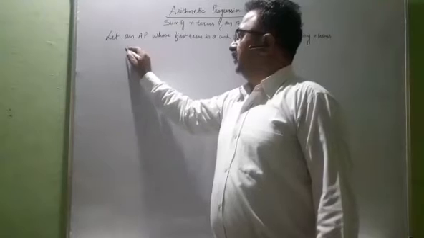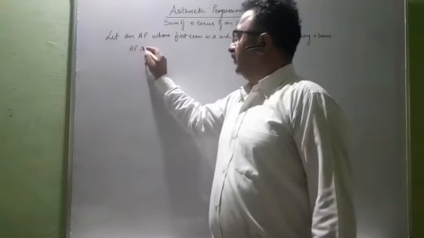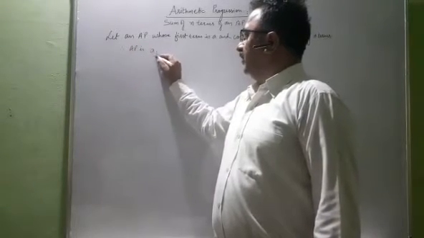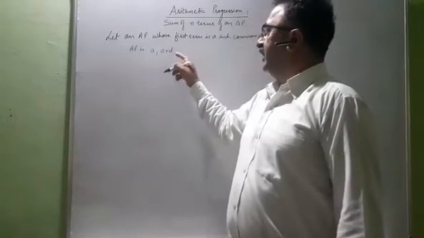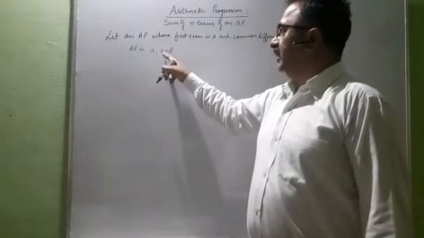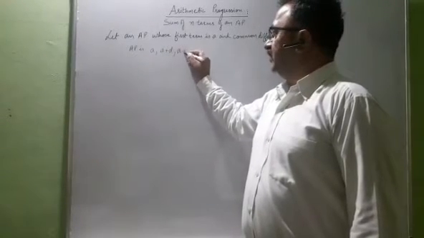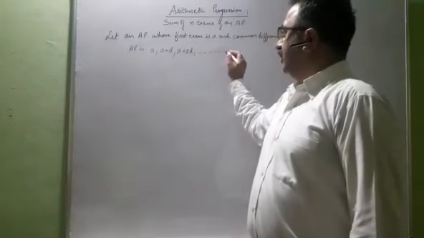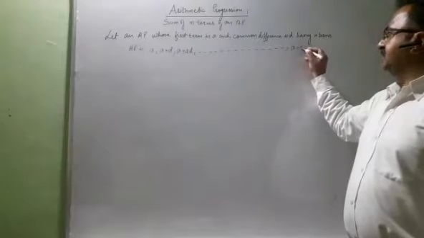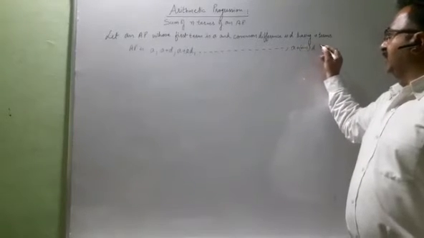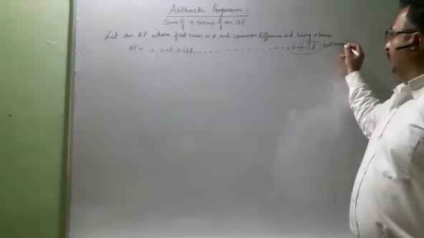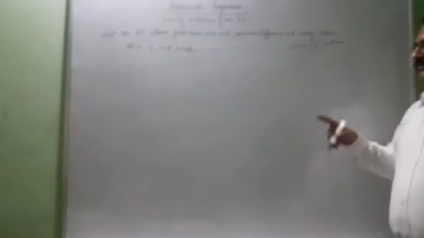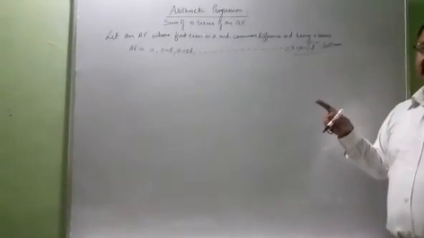So therefore the AP is A, comma, A plus D. Now go on adding the common difference. This is the first term. A plus D, A plus 2D, and so on, and in the end you will get A plus (n minus 1)D. This is the last term. And this is the formula for the general term also. This is the last term, A plus (n minus 1)D.